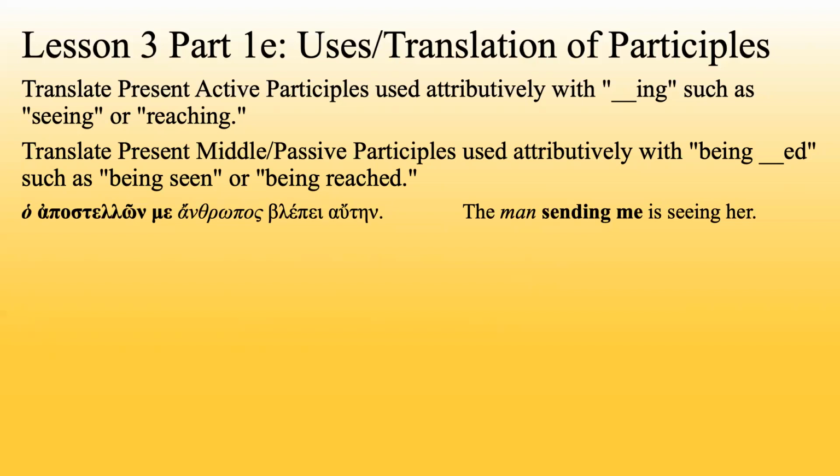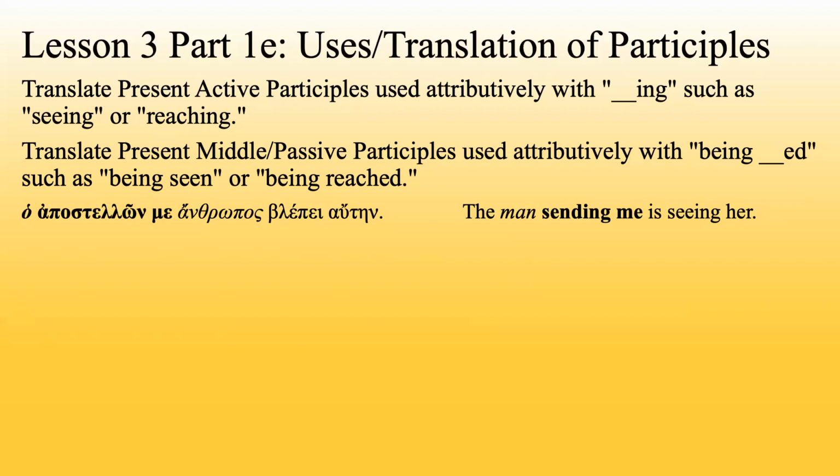Now, if I put it at the very beginning of the sentence, it wouldn't be wrong, but it's going to pull the focus just a little bit. See if you can catch how the focus gets pulled. Sending me, the man is seeing her. You see how that's sort of like while he was doing this action, this other action happened. Whereas when we put it here, the man sending me is seeing her. It's pointing out which man.